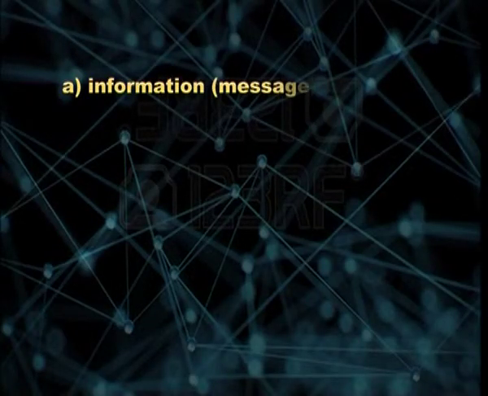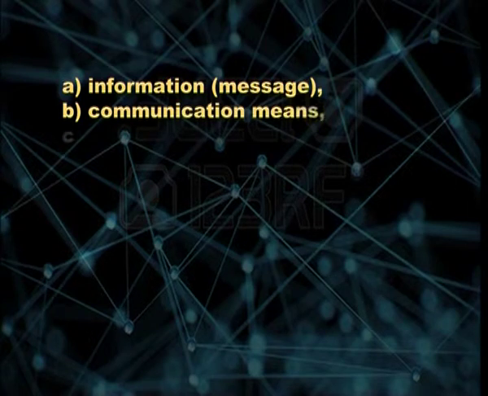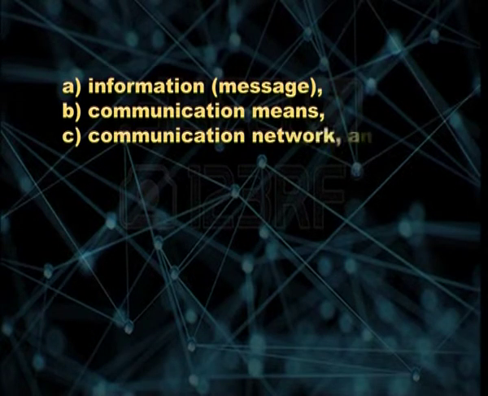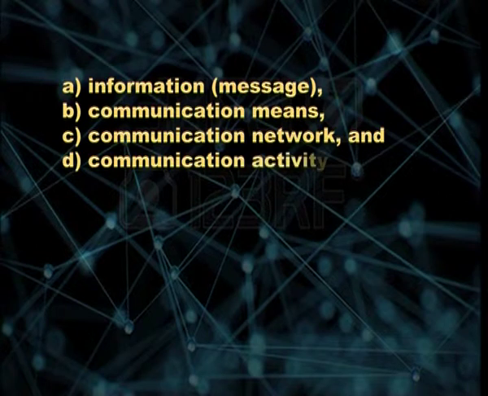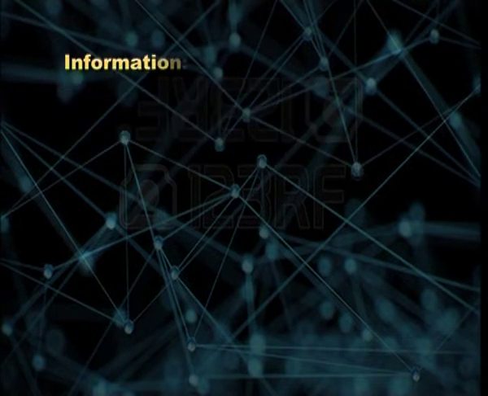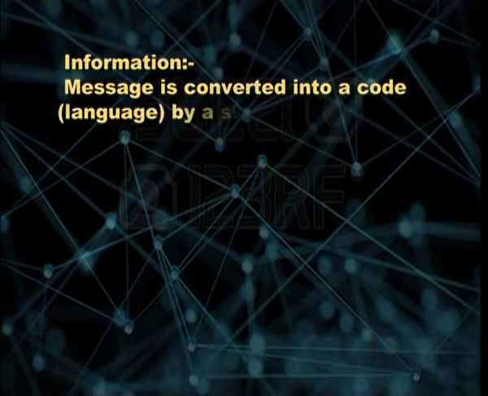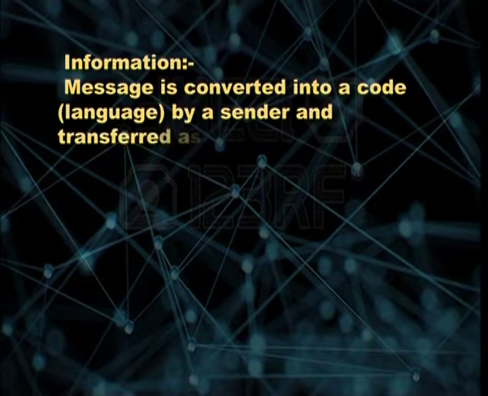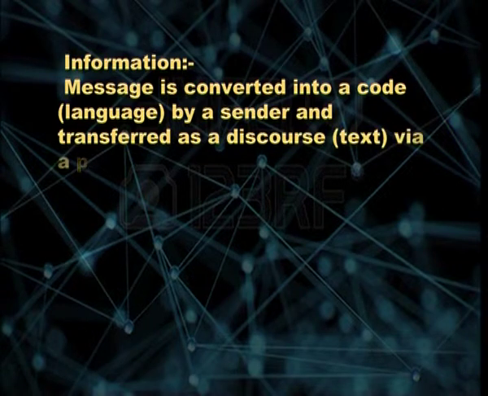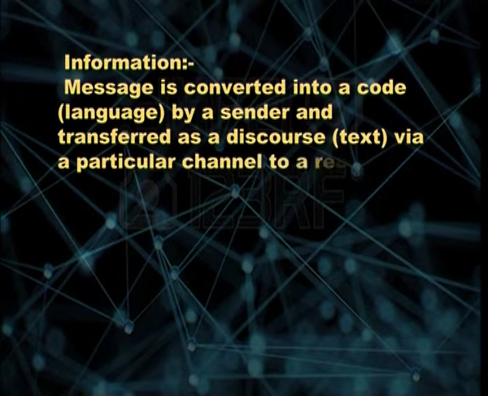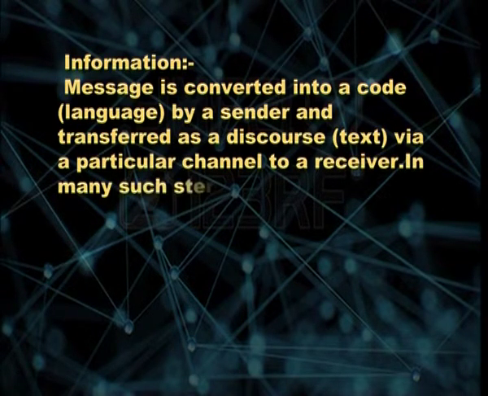The model of verbal communication includes the following components: information, that is the message, communication means, communication network, and communication activity. Information. Message is converted into a code, that is the language, by a sender and transferred as a discourse, that is the text, via a particular channel to a receiver.